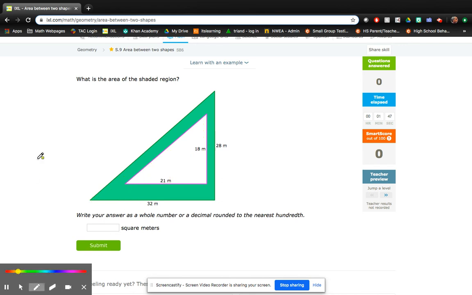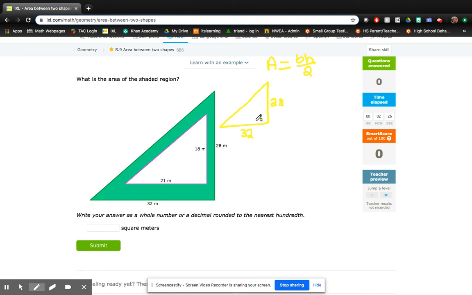And so in a triangle problem, you're using the area formula that is 1/2 base times height, or base times height divided by 2. I usually, for whatever reason, do base times height divided by 2, but you can do 1/2 base times height. That's the exact same thing. So the first thing you're going to do is determine what are the measurements of the big triangle. The base is 32, and the height is 28.